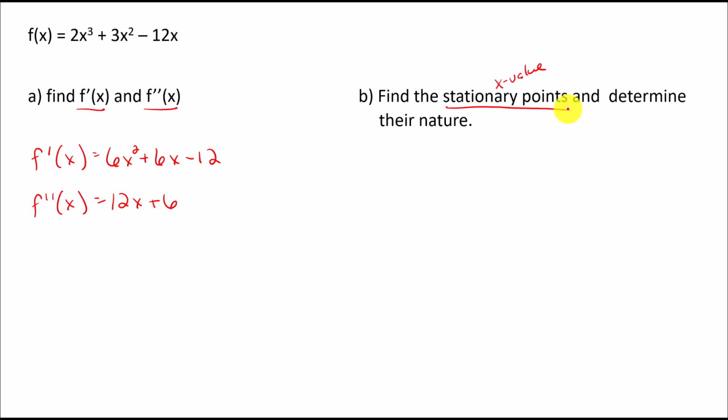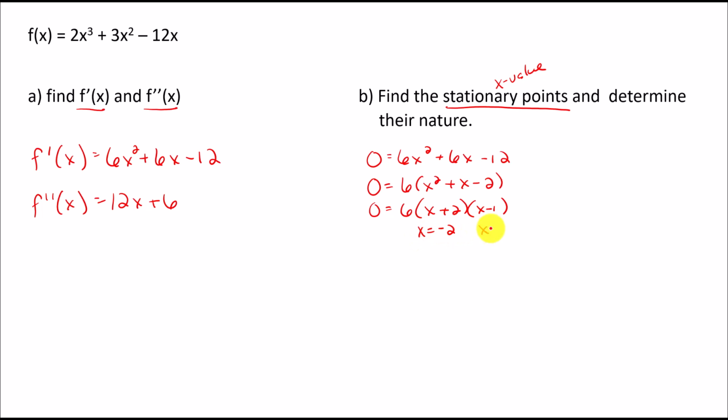So I need to do that and determine their nature. So I'm going to set this equal to 0. This first derivative, always the first derivative, never the second for stationary points. And let's see, I can take out a 6. And I can factor this. So I get x equals negative 2 and x equals 1.